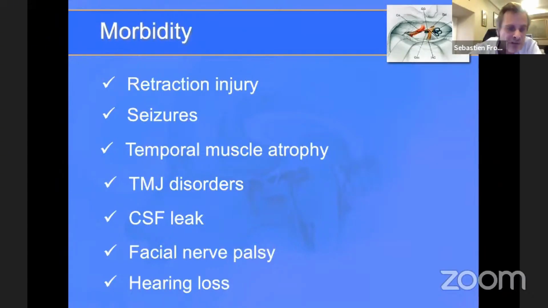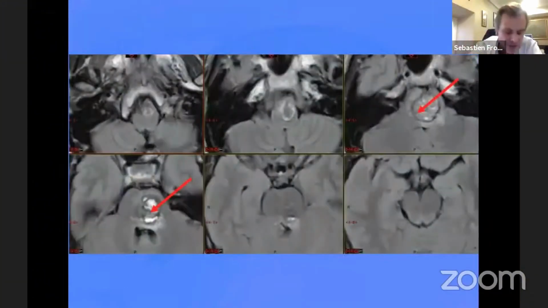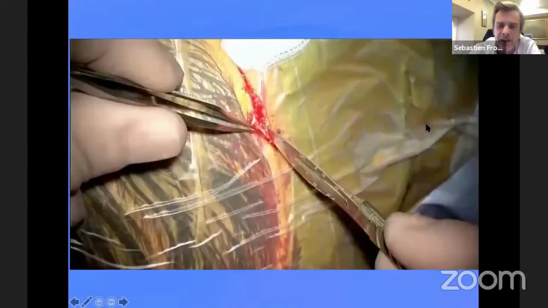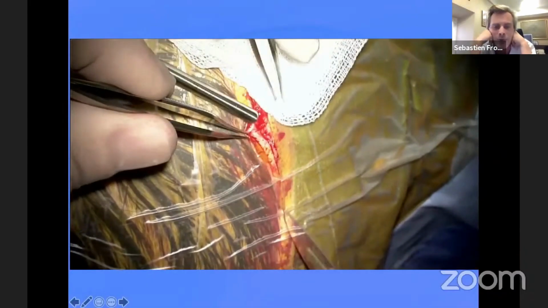Temporalis muscle atrophy, TMJ disorder, CSF leak, facial nerve palsy with injury to the geniculate, hearing loss if you open the semicircular canal. Let me show you 2 or 3 cases. This is a cavernoma of the brainstem. I like to use the anterior petrosal approach because this cavernoma is going quite far back posteriorly. This is a video of it, incision like before.